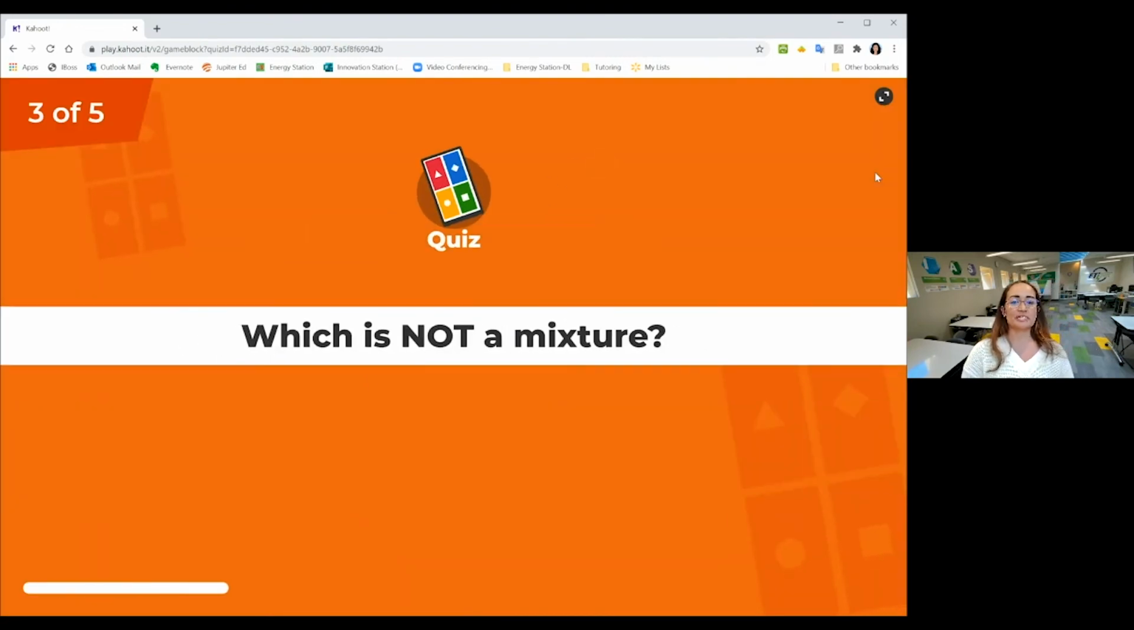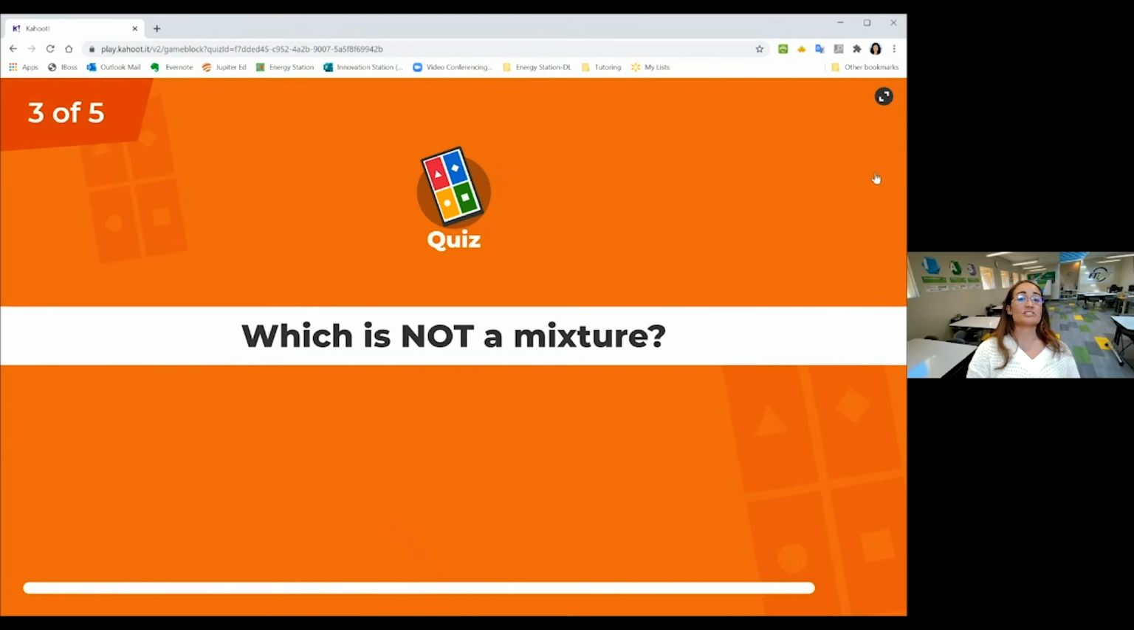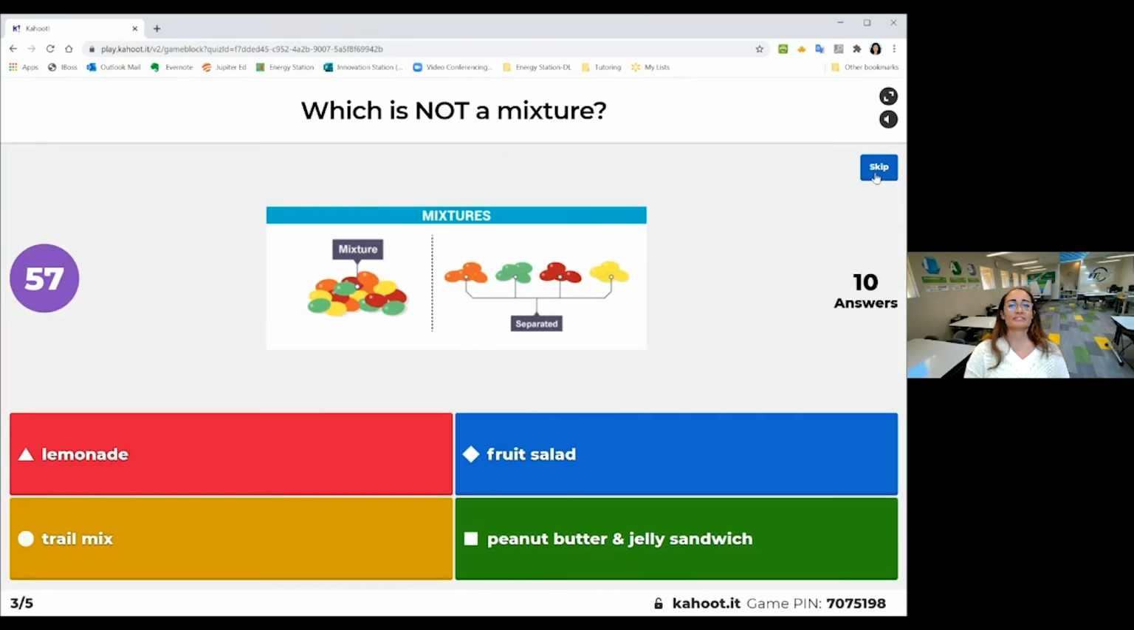Okay, question number 3. Which is not a mixture? Is it lemonade, red triangle? Is it fruit salad, blue diamond? Is it trail mix, yellow circle? Or is it a peanut butter and jelly sandwich, green square? Which one is not going to be a mixture?